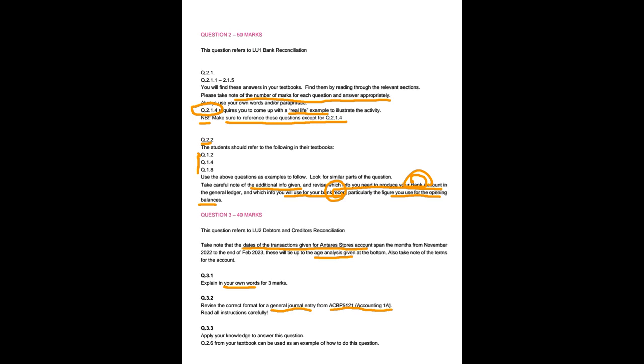Sundry transactions are what we record in the general journal. So go back to 1A, your textbook, go and revise the correct format for the general journal. Remember, that's the one that has 1 long debit column and 1 long credit column, and only 1 column for details, apart from the date and folio on the left-hand side.